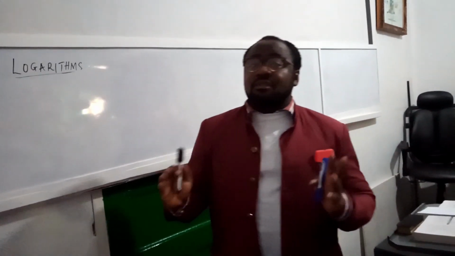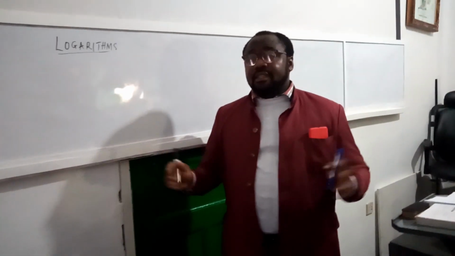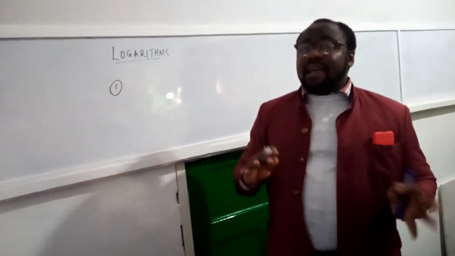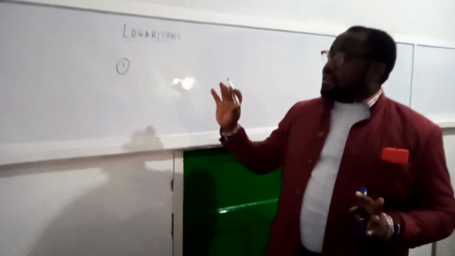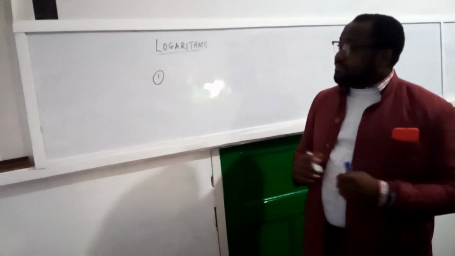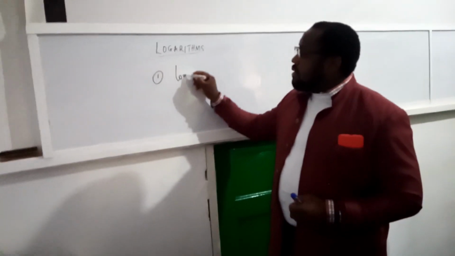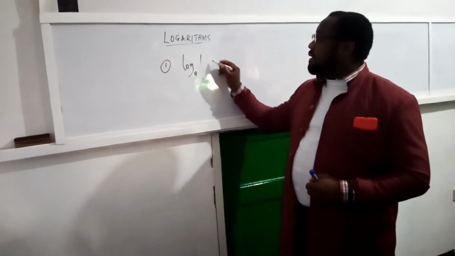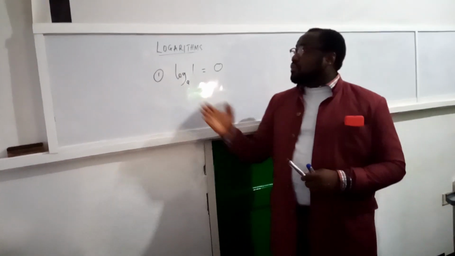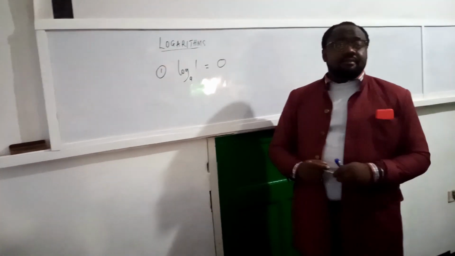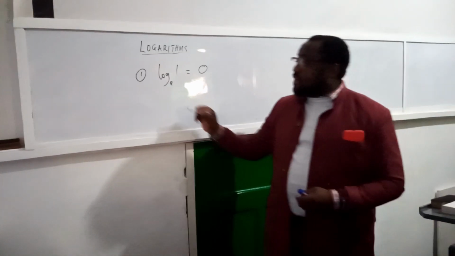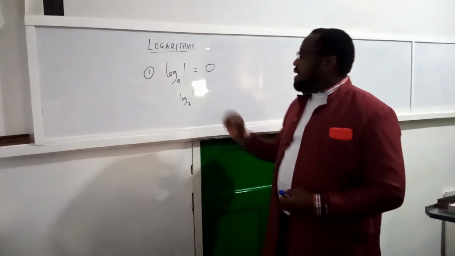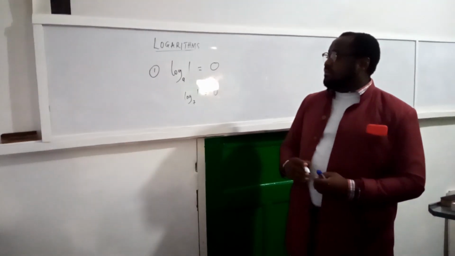Alright, so let's talk about some of the basic rules of logarithms, and after that we'll end today's lesson. The first rule I will talk about today, remember there are other laws of logarithms. I want to talk about one of the rules. The log of 1 to any base, let me call this A, is equal to 0. So log 1 is always equal to 0 to any base. So for example, if you have log 1 base 7, what is the answer? 0.